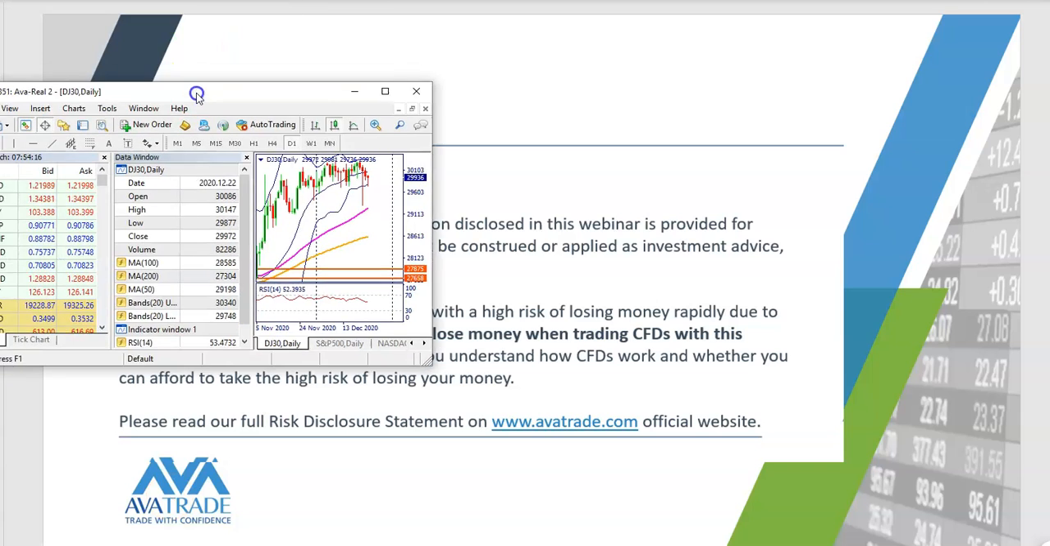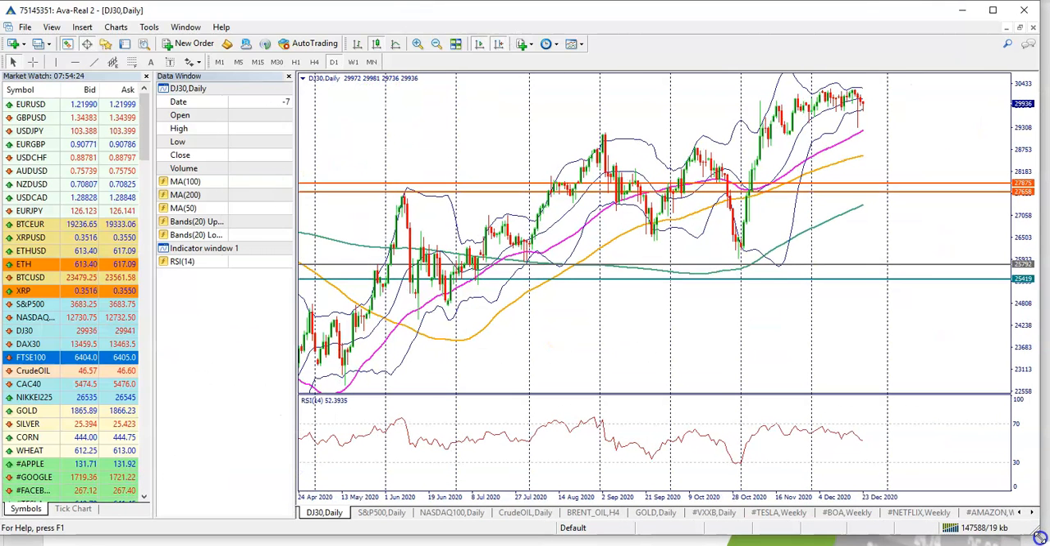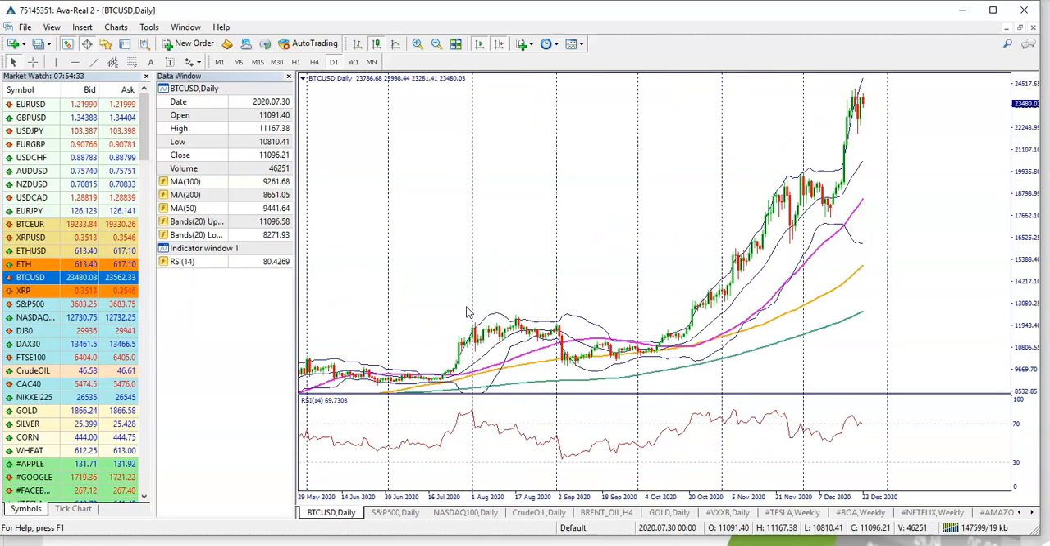Now, as always, I'm going to bring out the MT4 platform and we will begin the analysis by looking at Bitcoin's daily chart. So we will bring out the Bitcoin chart right over here, drag it into here. Now, what we see from the daily time frame perspective is a few indicators to begin with. Firstly, we have this 200-day simple moving average, followed by the 100-day simple moving average, and then finally your 50-day simple moving average.